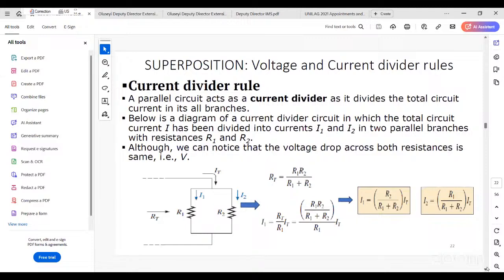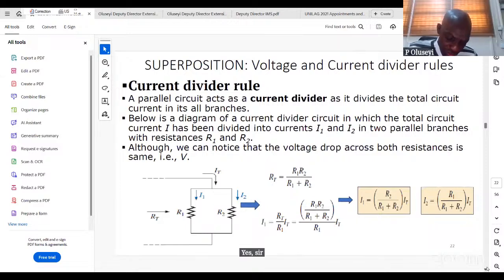Please, can you come again, sir, with the values? Yes, R1 is 5 ohms. R2, let me go to the chat box and put it there. R1 is 5 ohms. R2 is 10 ohms. IT is 2 amps. Obtain I1 and I2. I've sent it to everybody. Obtain I1 and I2.